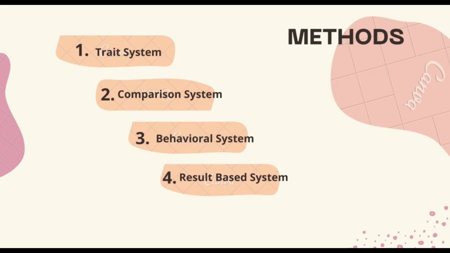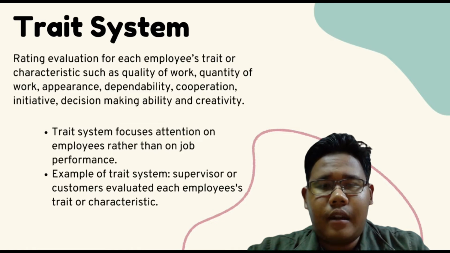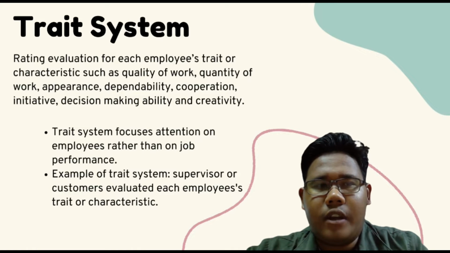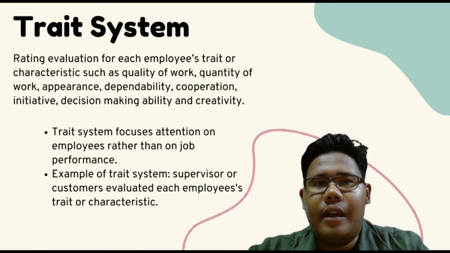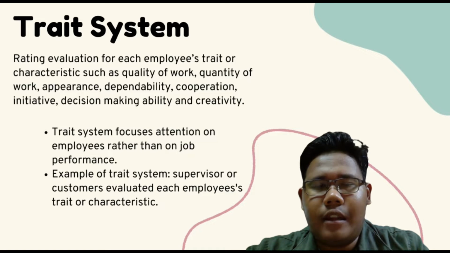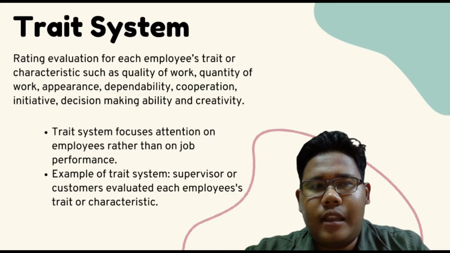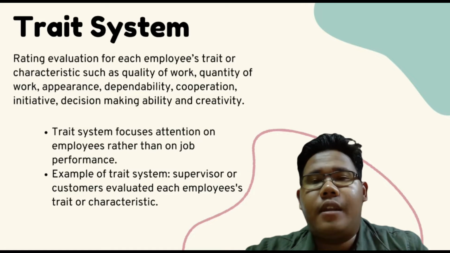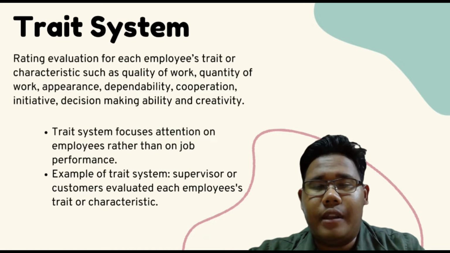The methods are: number 1 is trait system, number 2 comparison system, number 3 behavioral system, number 4 result-based system. Trait system rates each employee on traits or characteristics such as quality of work, quantity of work, appearance, dependability, cooperation, initiative, decision making, ability and creativity.